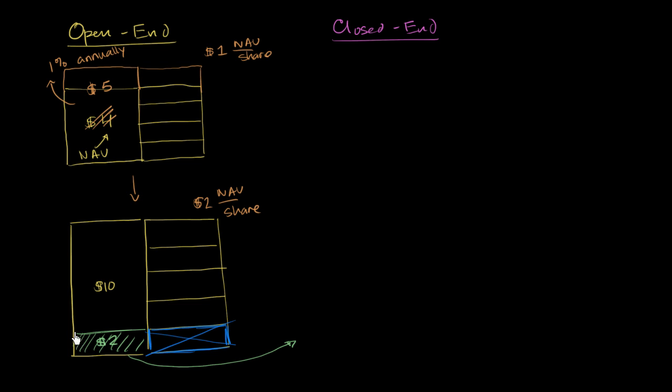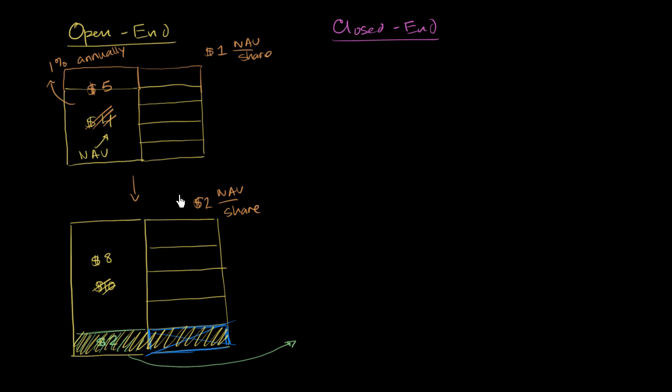And so what had just happened? Well, now the NAV, so let me show all of this stuff down here has now disappeared. Now the NAV is $8 because we just had to give $2 to that person who wanted to redeem their share. Now it is $8, and there's 4 shares. So we still have a $2 net asset value per share.